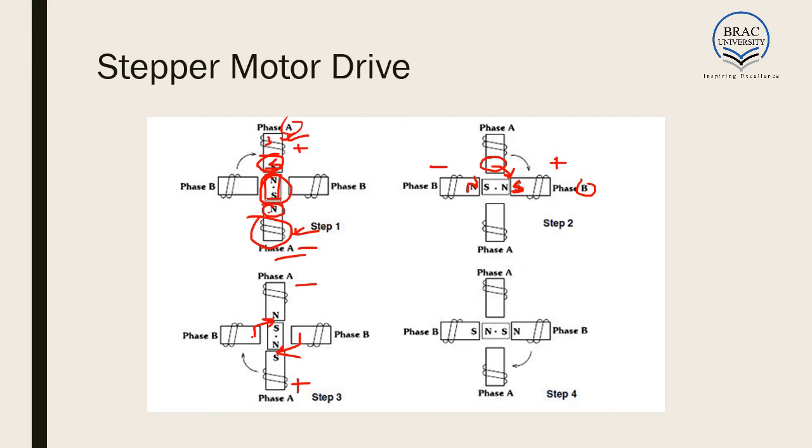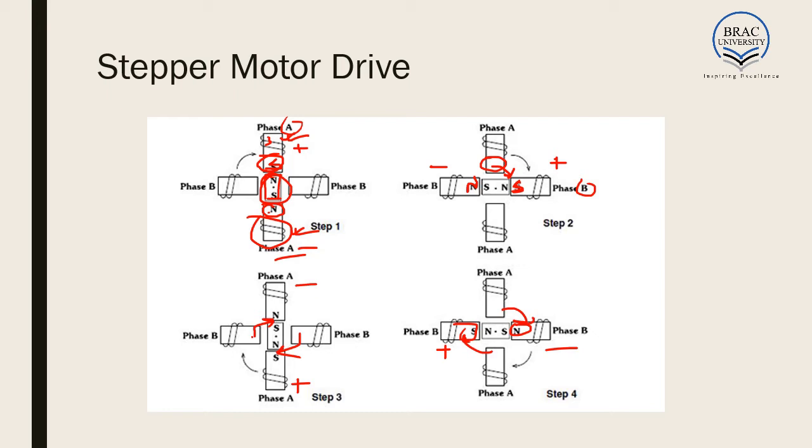Again, in the next step, we put plus of the voltage source here and minus of the voltage source there. Then the south pole is created here and the north pole is created here, so the motor again rotates clockwise by 90 degrees, and these step 1, step 2, step 3, step 4 are rotated, and the motor starts moving clockwise.